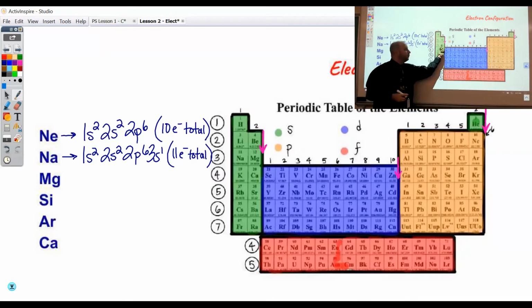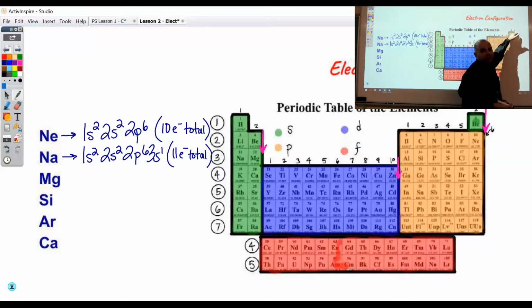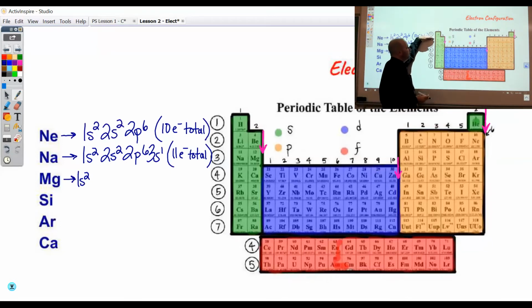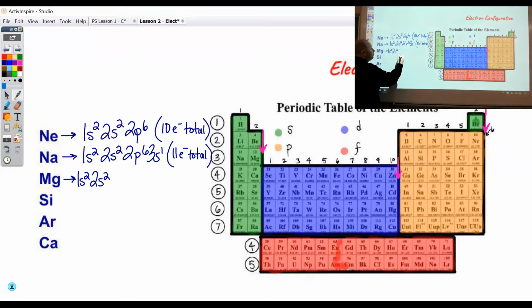Let's try another one. Let's look at magnesium. Magnesium, we're going to start all the way at the top. We're going to go all the way across. When we get to helium, we write down 1s2. Now we start on the second energy level. We hit our first stopping point. We're going to write down 2s2. We keep going all the way across. We hit our next stopping point. We're going to write down 2p6 because we've completed now the second energy level.